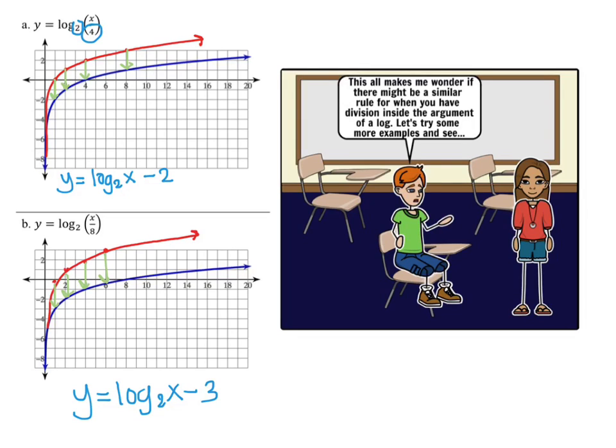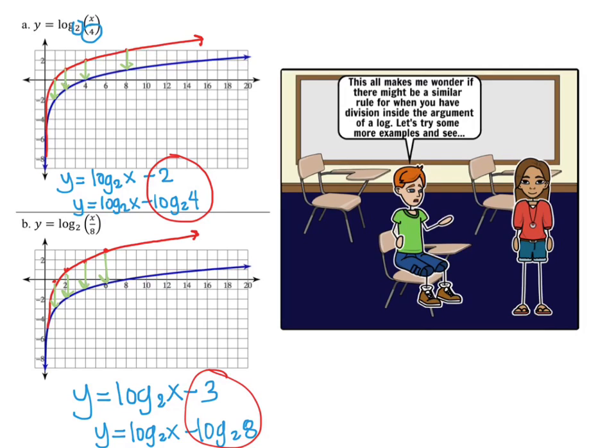So I could say, well, y equals log base 2 of x minus 2 is just y equals log base 2 of x minus log base 2 of 4. And then I could also say that y equals log base 2 of x minus 3 is the same as y equals log base 2 of x minus log base 2 of 8. So all I did right here is I rewrote the 3 as log base 2 of 8. I rewrote the 2 as log base 2 of 4.